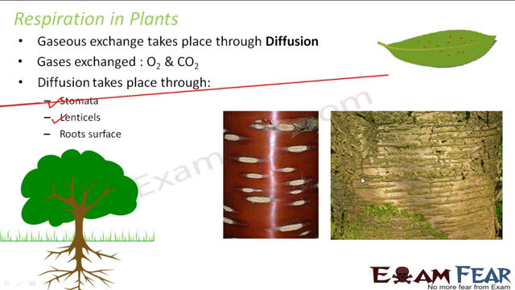It also happens through the root surface. How from the root surface? Especially through the root hairs. Because the root hairs are in direct contact with the soil, and the soil is also enriched with gases like oxygen. So, the root hairs being in direct contact with the oxygen in soil, diffusion of oxygen can take place across the root hairs. However, we have these three different ways by which diffusion takes place, but most of the gaseous exchange happens through stomata. So most of the exchange takes place through stomata.